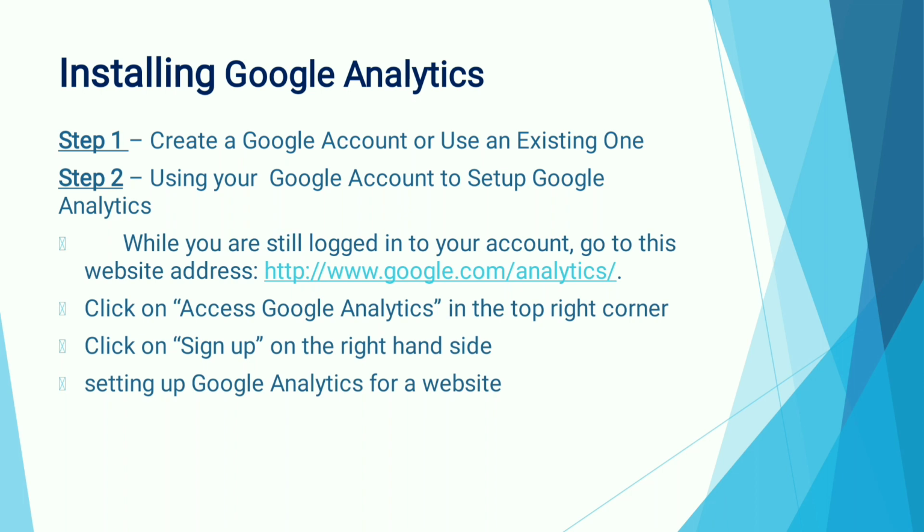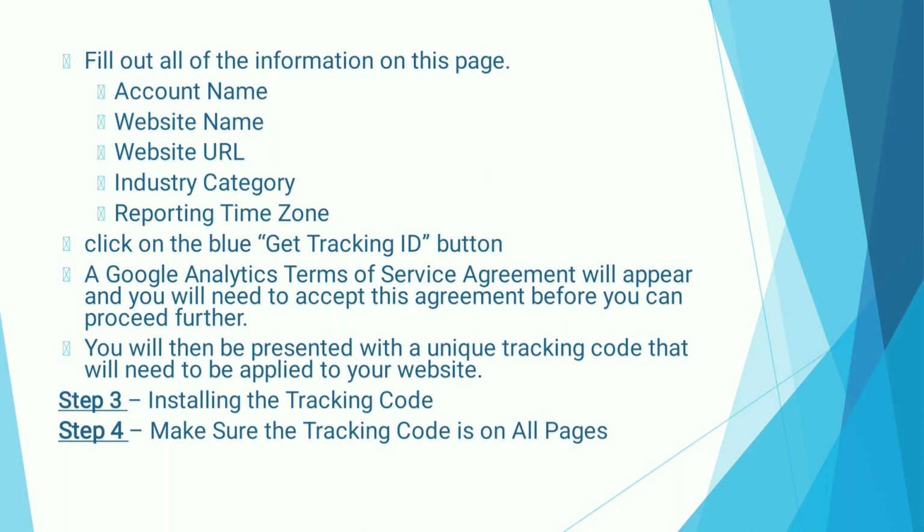Then set up Google Analytics for a website. Fill out all the information on this page: account name, website URL, industry category, reporting time zone. Then click on the Get Tracking ID button. A Google Analytics Terms of Service agreement will appear and you will need to accept this agreement before you can proceed further. You will then be presented with a unique tracking code that will need to be applied to your website.